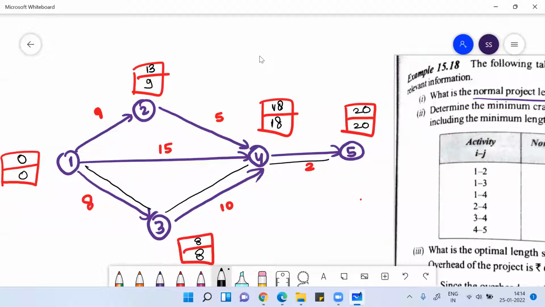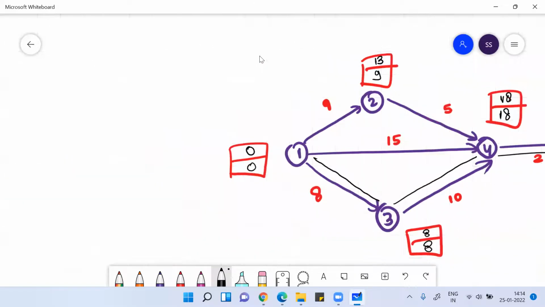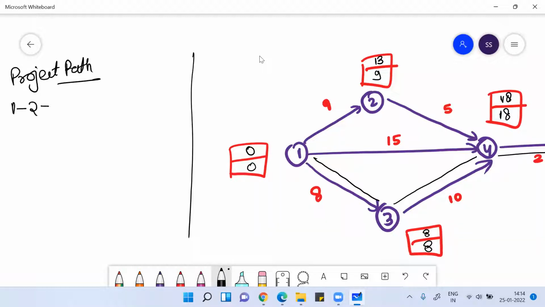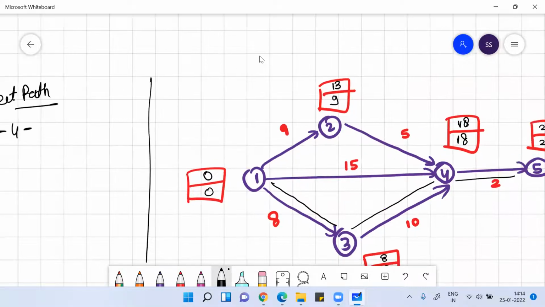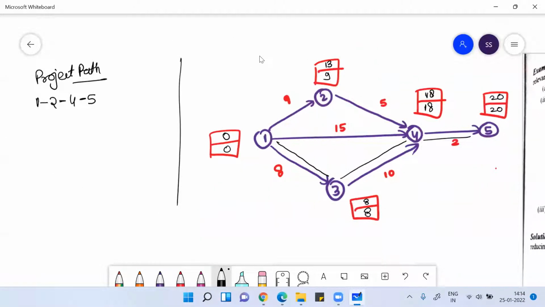So when it comes to this project, you can do this project following different paths. If you see the project paths, you can do it like 1 to 2, 2 to 4, and then 4 to 5. Or you can do 1 to 4, 4 to 5, or you can do 1 to 3, 3 to 4, 4 to 5.